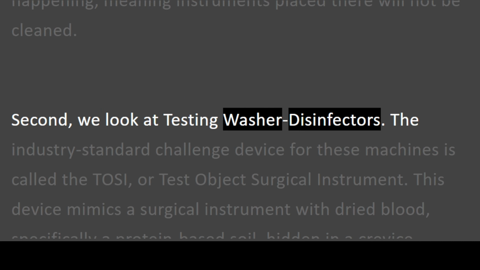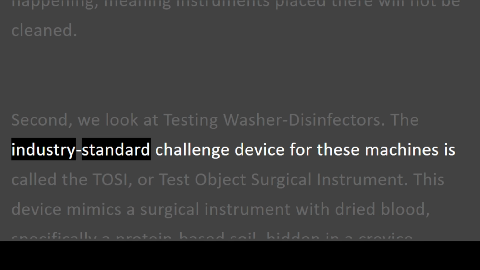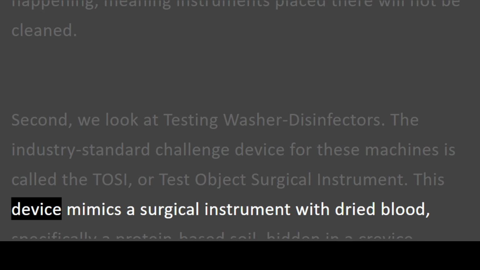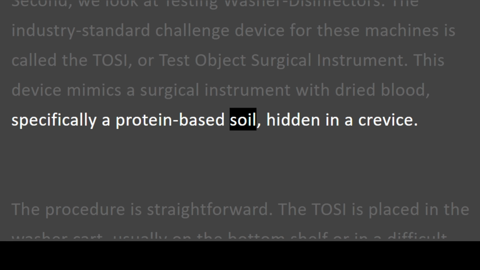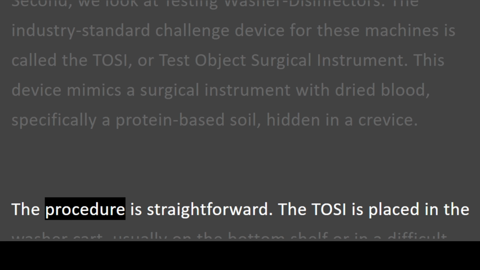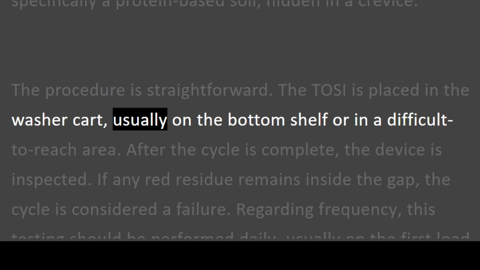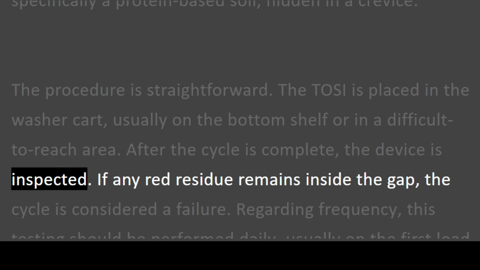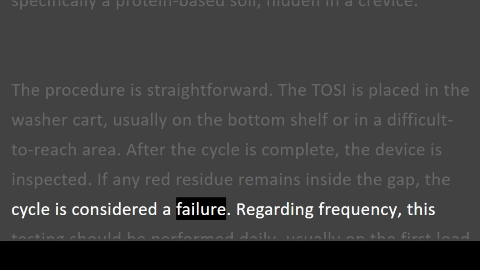Second, we look at testing washer disinfectors. The industry standard challenge device for these machines is called the TOSI, or Test Object Surgical Instrument. This device mimics a surgical instrument with dried blood, specifically a protein-based soil, hidden in a crevice. The procedure is straightforward. The TOSI is placed in the washer cart, usually on the bottom shelf or in a difficult-to-reach area. After the cycle is complete, the device is inspected. If any red residue remains inside the gap, the cycle is considered a failure.